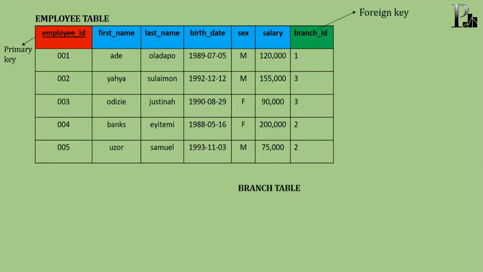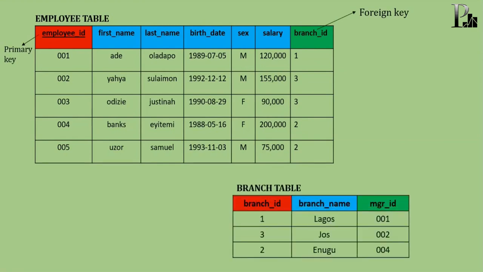So let's observe another table. Now if you look at this table very well, we have our branch ID, our branch name, and our manager ID. As we explained before, if you look at this branch ID here, it is the foreign key for this table. But if you look at it here, it is the primary key of this table. So this table has its own primary key and its own foreign key. So now this table is related to this table.